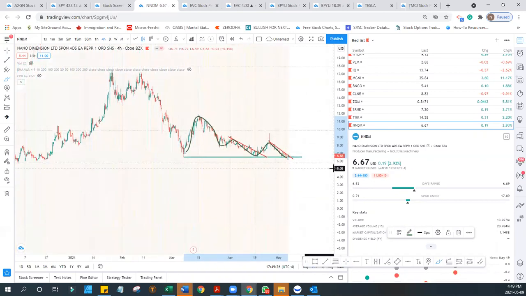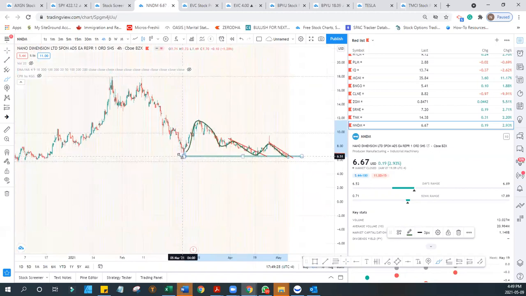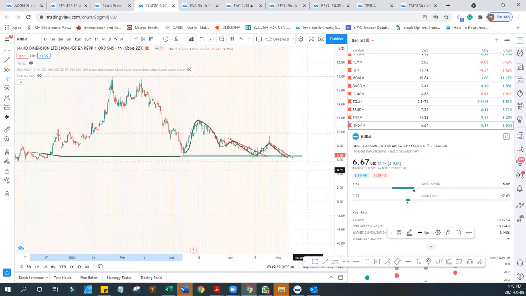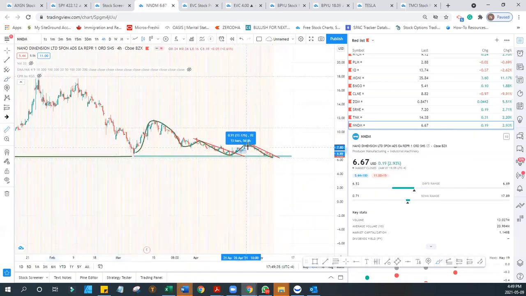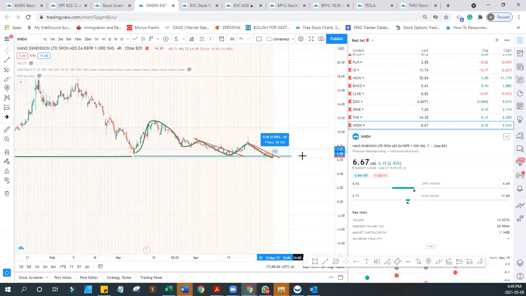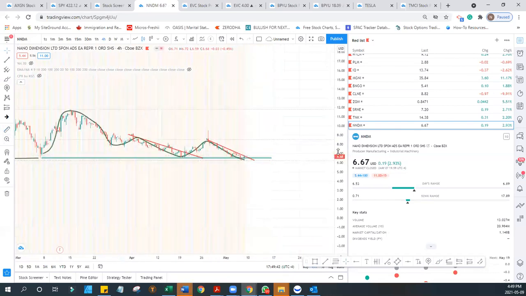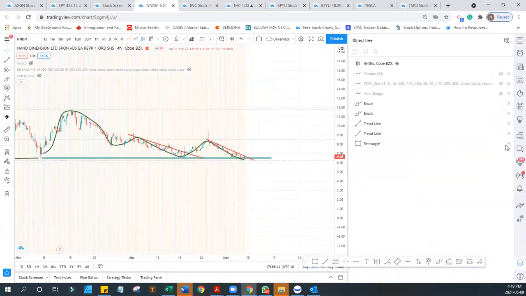So chances, and again, it's taking a good support from here. It was like from here as well. So if it goes up, you might see how much? A $1, 15% movement from here. So it might come to the $8 level. It might.